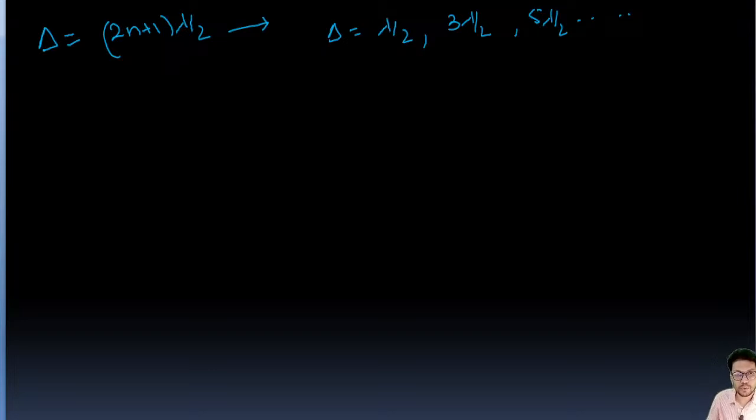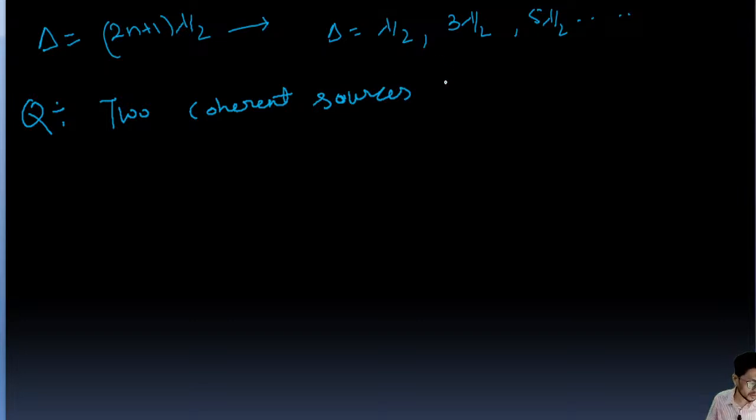Now I will solve a question first. The question is: two coherent sources at S1 and S2.